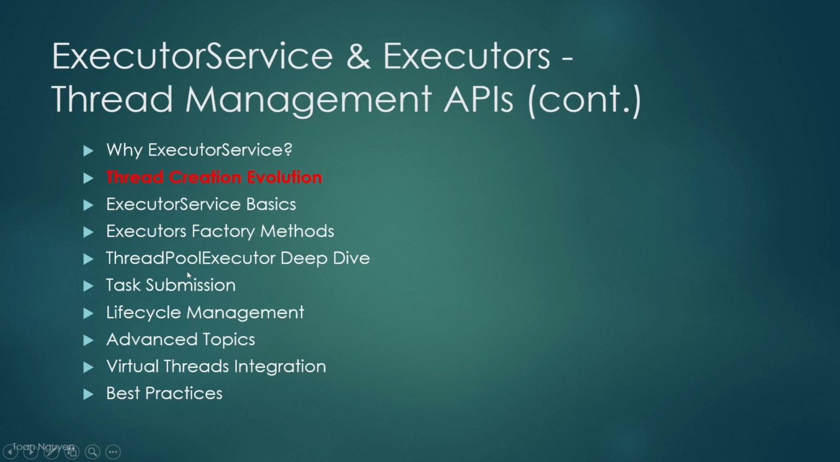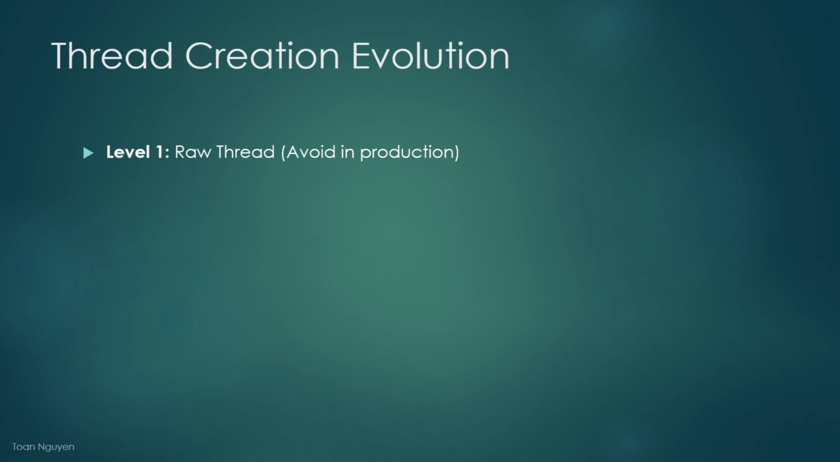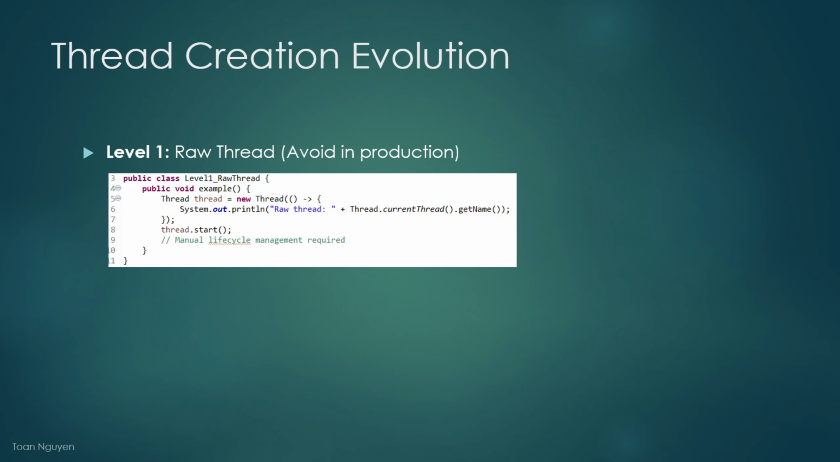In this lesson, I will present an evaluation of thread creation approaches. At level 1, threads are created using the traditional approach. This approach should be avoided in production environments. Traditional thread creation is manually managed, has no pool, no resource limits, and is difficult to manage. These drawbacks make it unsuitable for production usage.